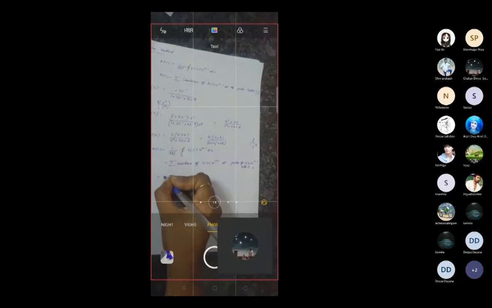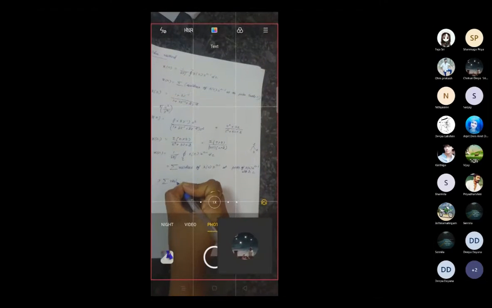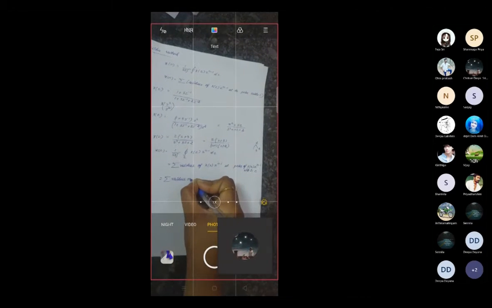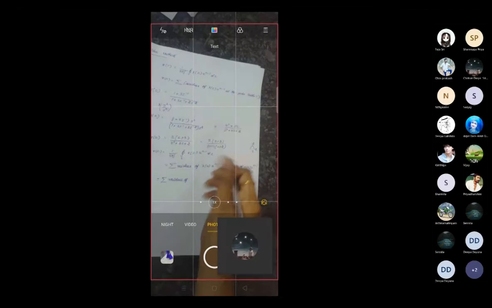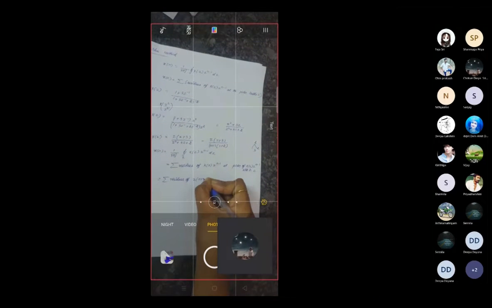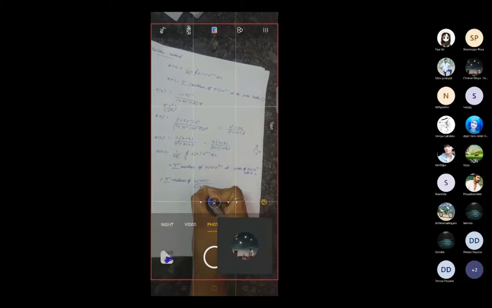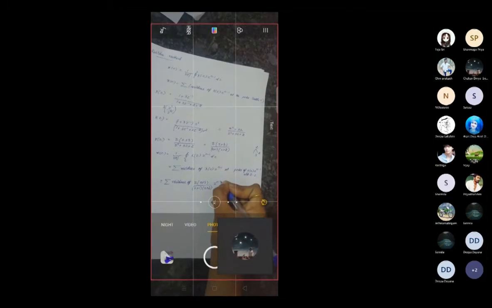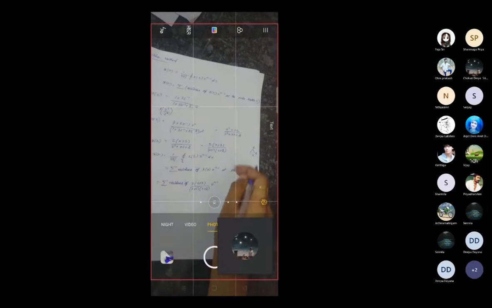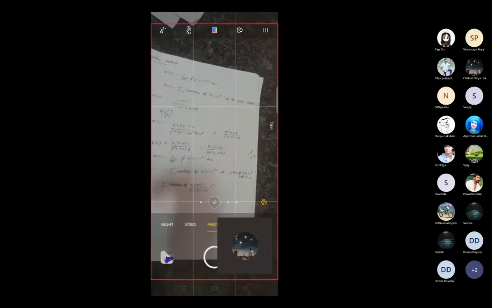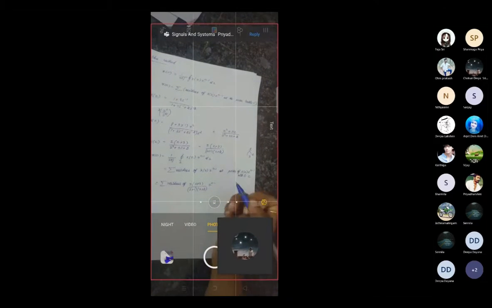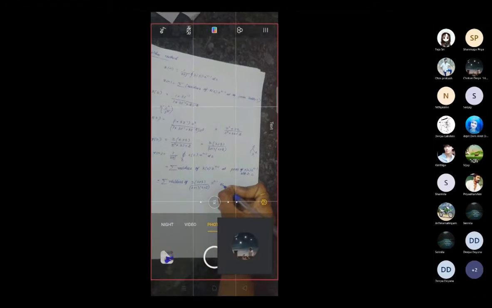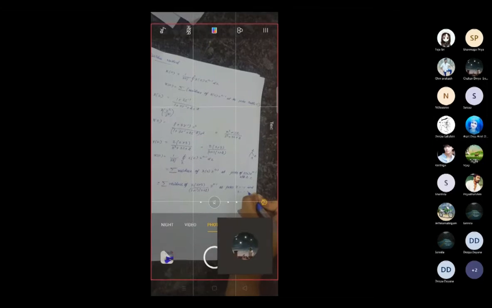In the place of x of z, you have to substitute the given signal. So the summation of residues of z into z plus 3 divided by z plus 1 into z plus 2, into z power n minus 1, at the poles. What are the poles here? Here you have two poles, right? z equal to minus 1 and z equal to minus 2.